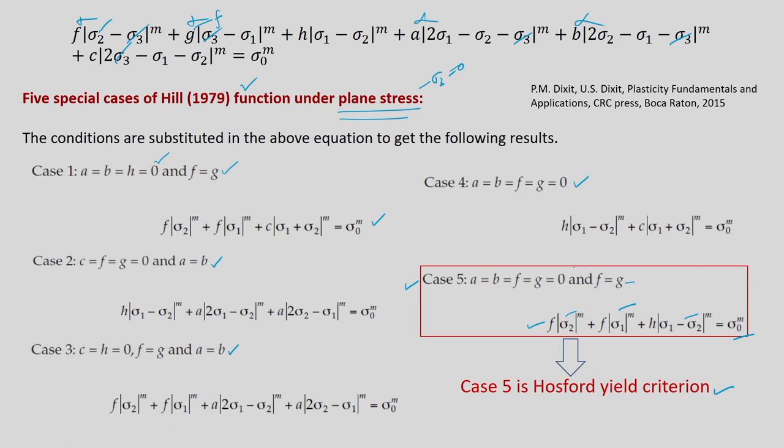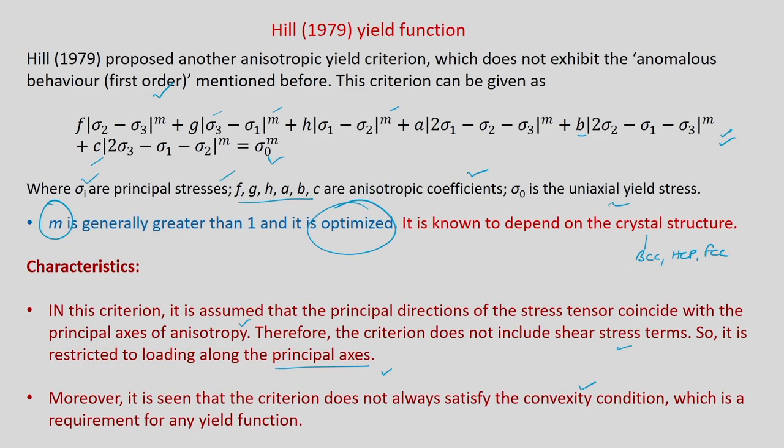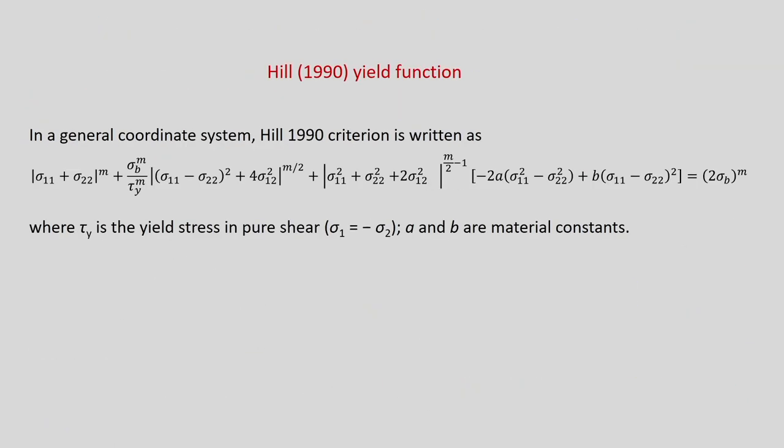So this is one form of Hausford yield function, which is actually a case of the Hill 1979 yield function. Okay, this Hill 1979 yield function has got this particular characteristics. It has got some restriction also, which will lead to the Hill 1990 yield function. This is just a general one I am describing. We are not going to discuss much. There is one more yield function called Hill 1990, which is a little bit complex, and you can understand that here.